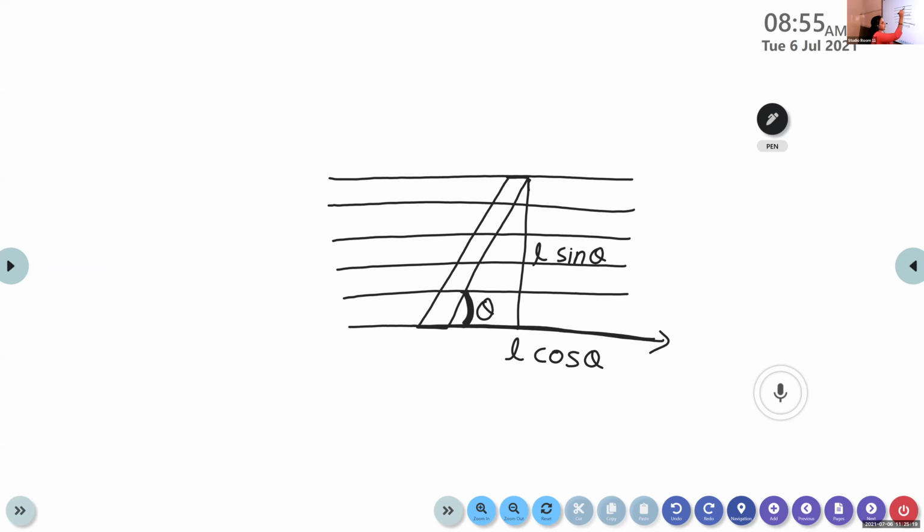And this one is the L sin theta. This is what we already studied in our plus one. If it is a vector quantity, it must be resolved into two components. One is the L cos theta component and the other is the L sin theta component. So here the horizontal component is L cos theta and the vertical component is L sin theta.